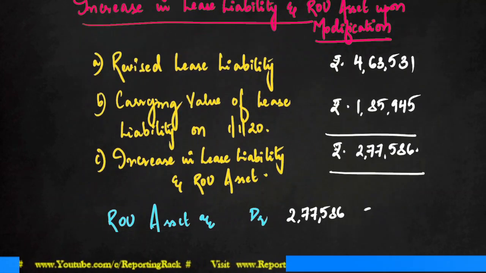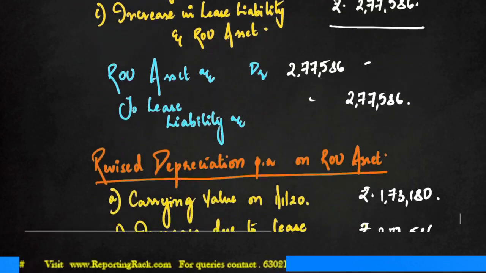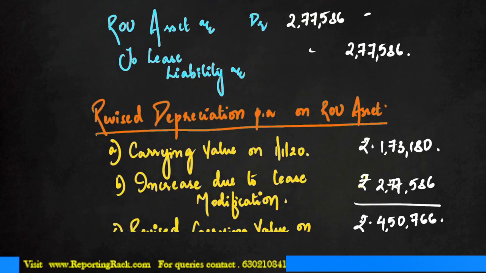The increase in lease liability I determined, and the same amount should be the increase in ROU asset. Compare the original carrying value of lease liability on 1st January and the revised liability which I determined just now. Based on this, I will identify the increase and record the entry as ROU asset account debit to lease liability.